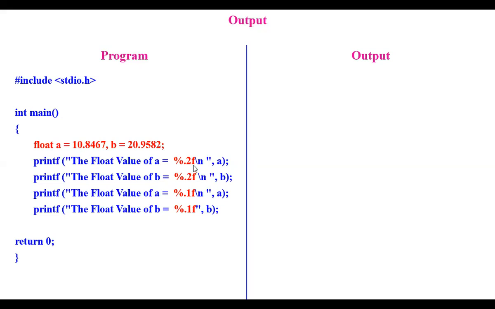Here, earlier we just used %f. In that place, I add a .2. The meaning of it is, after the decimal point, I want only 2 digits. Similarly, here for the value of B, 2 digits. Again, I have written another statement. Here, I just want only one number after the decimal. Similarly, for B also, only 1 digit after the decimal. Let us see how the output will be.